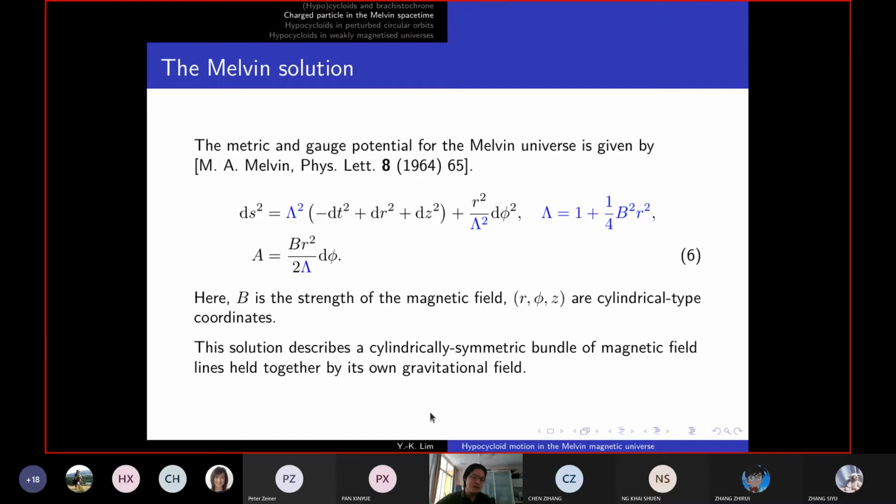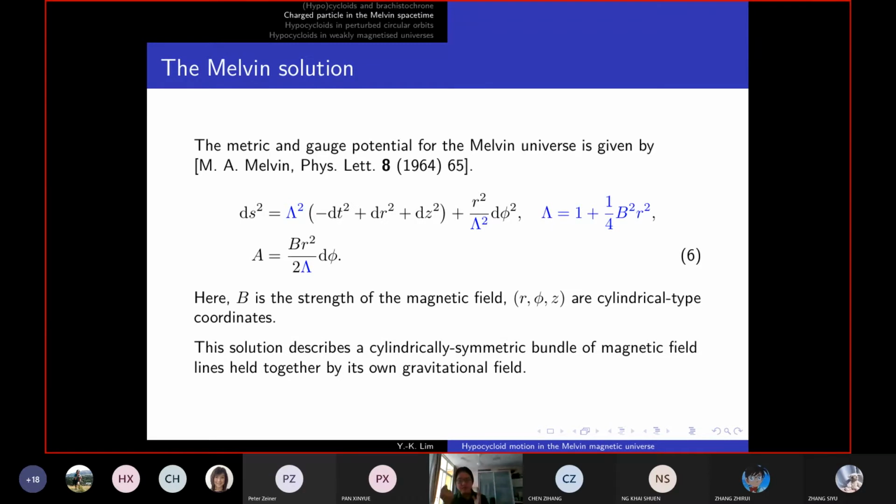Okay, so essentially this solution describes a cylindrically symmetric bundle of magnetic field lines held together by its own gravitational field, right? And what we want to explore today is how a charged particle moves inside this field. So Qinghao has exactly described it nicely already, right? So I have gravity and I have magnetic field. The magnetic field is pointing in the z direction, and the gravity is attracting everybody towards the center, the axis.